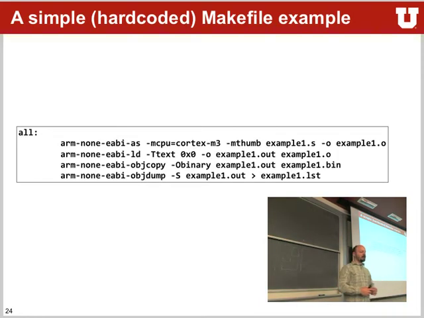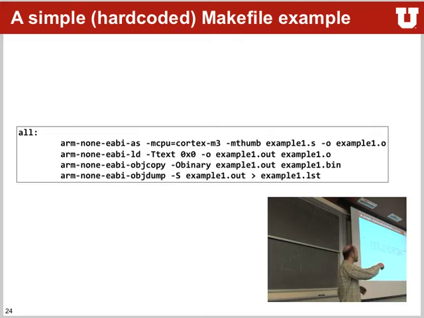A simple hard-coded make script could generate your assembly file and actually does all these steps in one, and you will do that next week in lab number 2. We first execute the assembler. We tell it that we have a Cortex-M3, thumb code, our assembly script, and we want to generate an object file. That's the first step. We now have an object file.